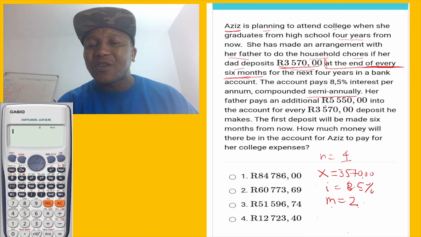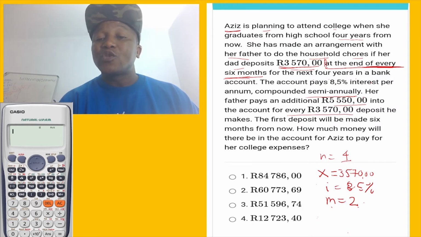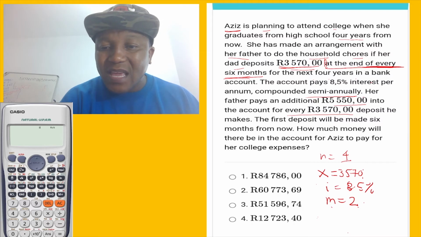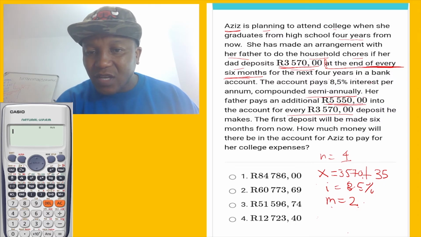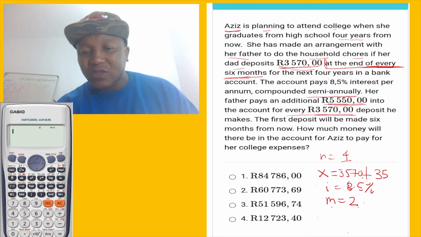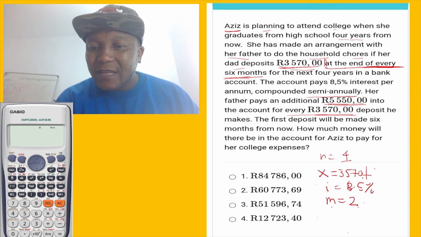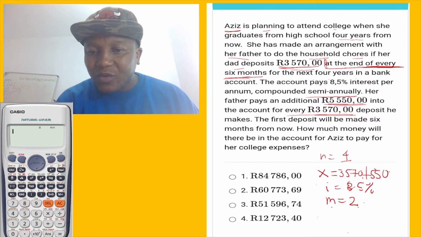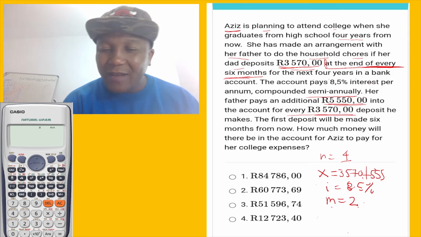Now let's go. Her father pays an addition onto the account for every deposit. Oh, so it was not only that amount. The father pays that amount, and for every deposit he also adds 5 on top of that. So we're going to take that 35 and add 5. Oh, 3.5, my apologies.